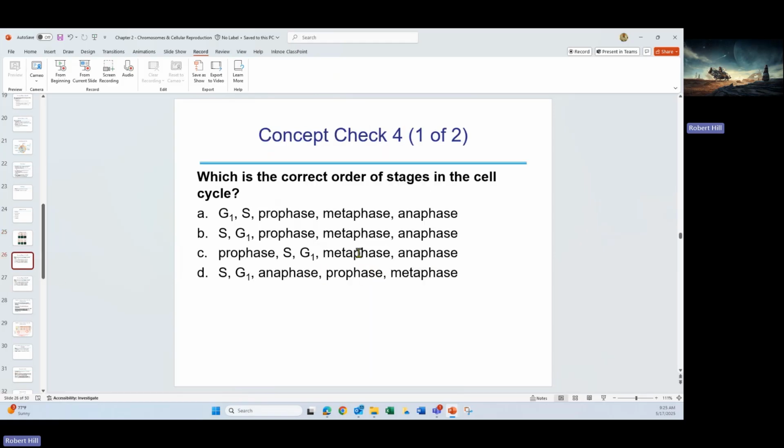All right, let's see here. What is the correct order of stages in the cell cycle? If you look at this list, they don't have them all. We're missing G2, it's not even in here. That's okay. It's just what is the correct order of these stages that are given. If you look, G1, S, prophase, metaphase, anaphase, that one looks correct, right? If this was correct, it'd be G2 there. Let's see if I'm right here. Yep.